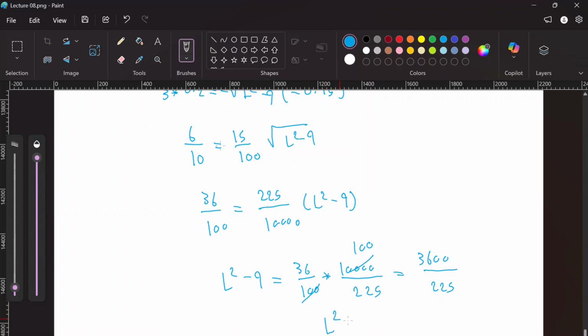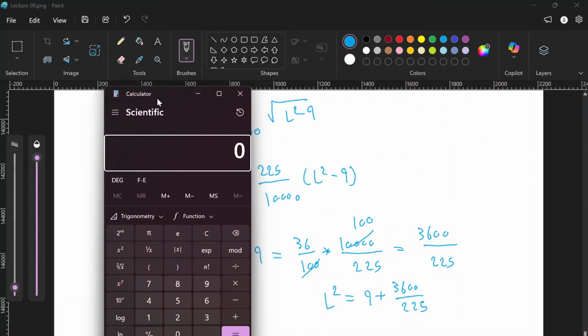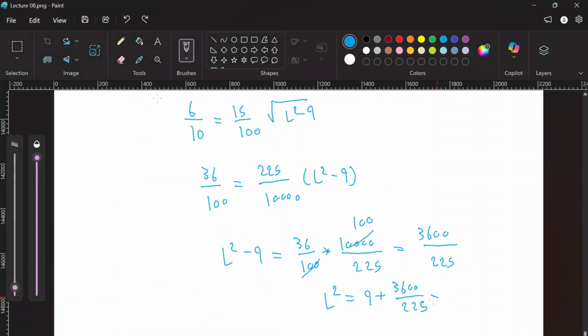Now L squared equals 9 plus this, 3600 over 225, which is 16. So L squared equals 9 plus 16, it's 25, and L equals 5 meters in the end. So L equals 5 meters.